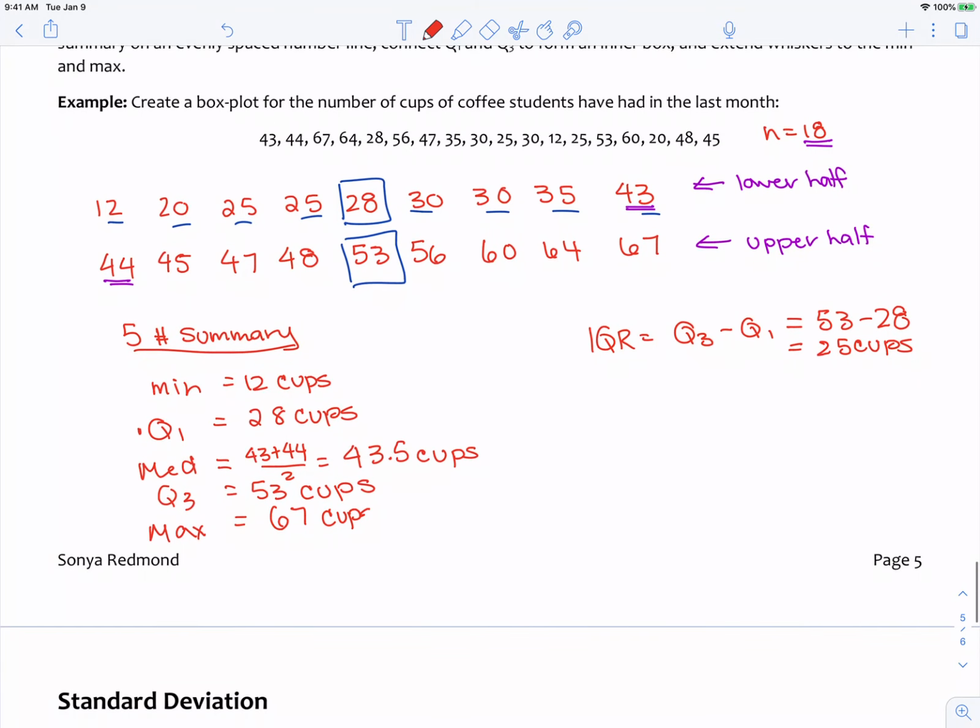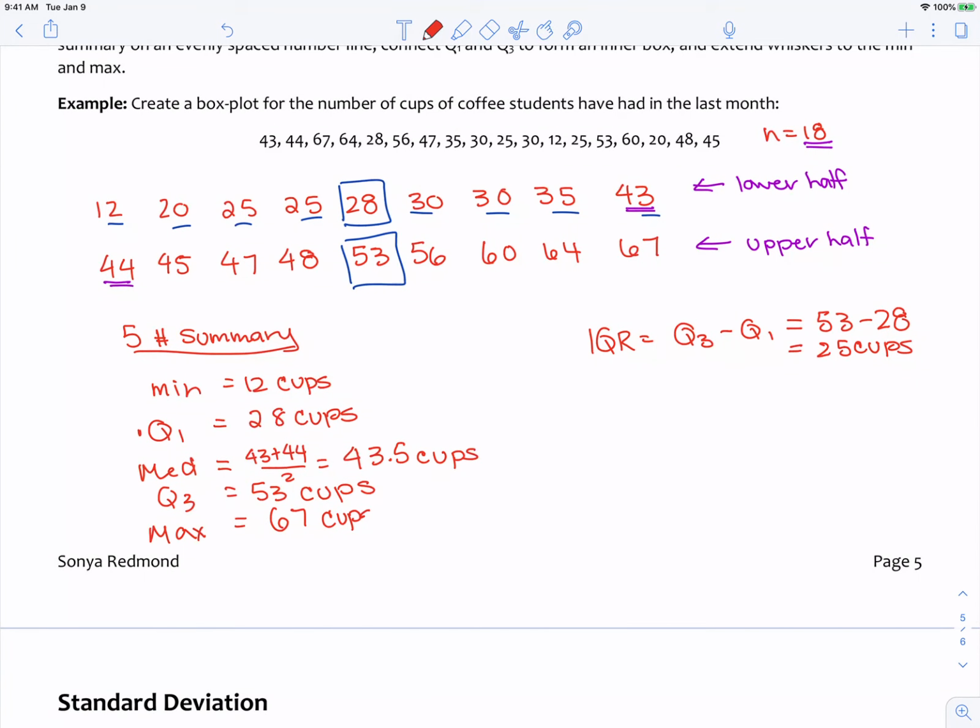This is not a modified box plot, just a box plot in general. So your first step is to make sure you create a number line, and your number line should extend from at least your minimum to the maximum and a little bit extra. So I probably want to make this go out from at least 10 up to about 70. So I'll go up by tens. So there's 10, 20, 30, 40, 50, 60, 70.